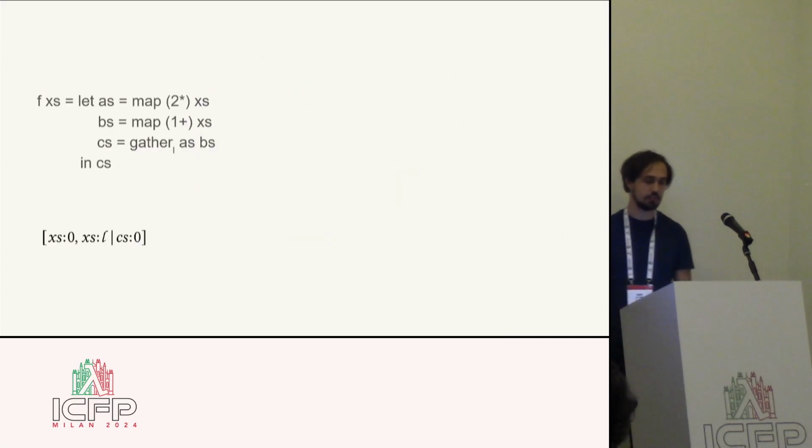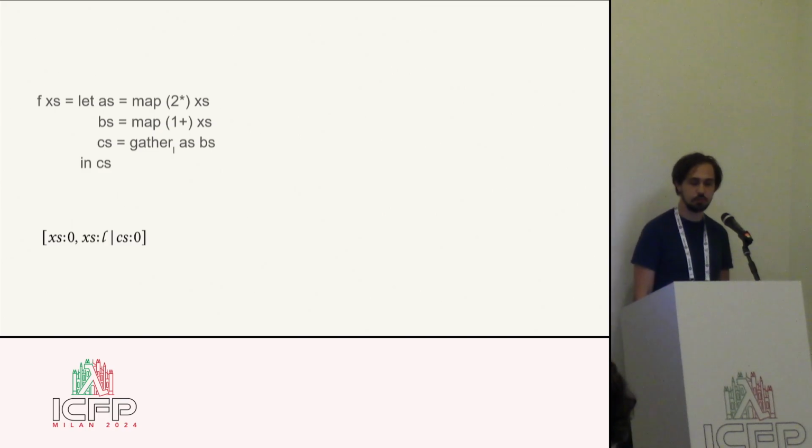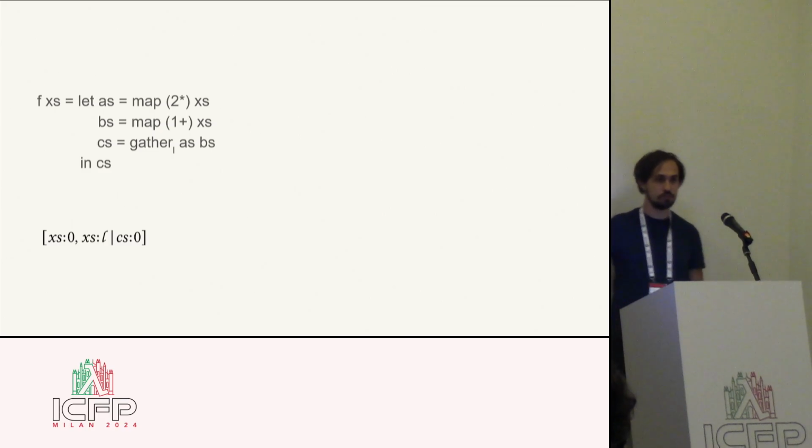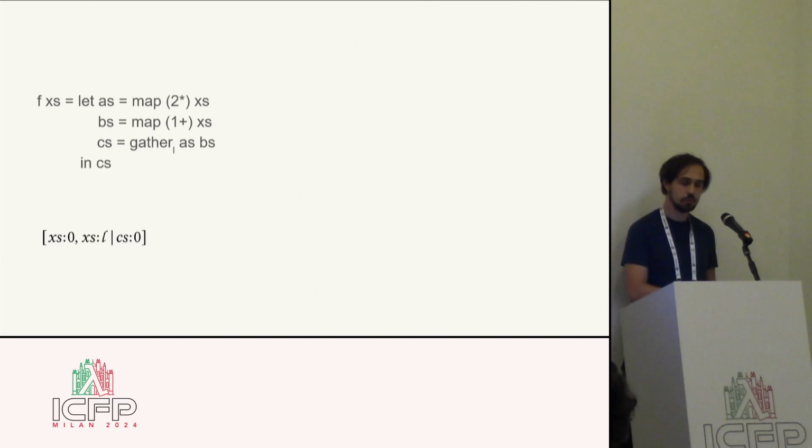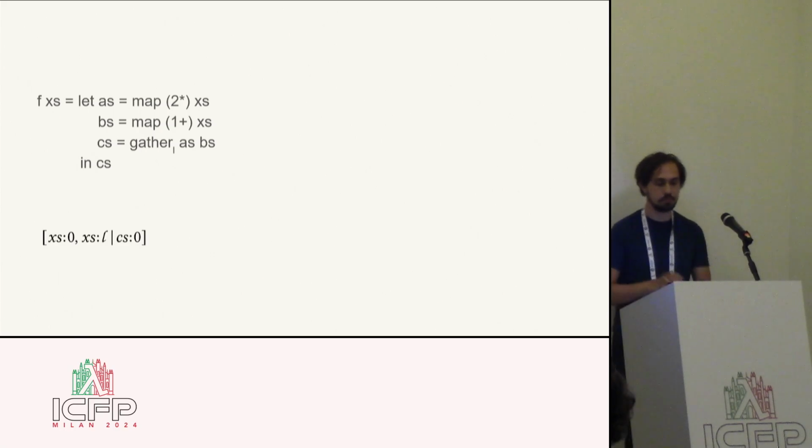Which is exactly this example. So in this example, which is the one we've seen all the way at the beginning, we've got our two maps and then a gather. It is possible to fuse this into a single loop, but then this resulting loop is actually going to read from our array access twice.